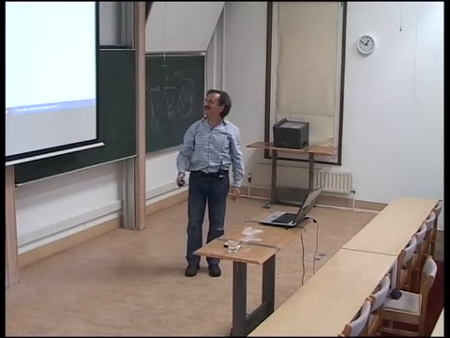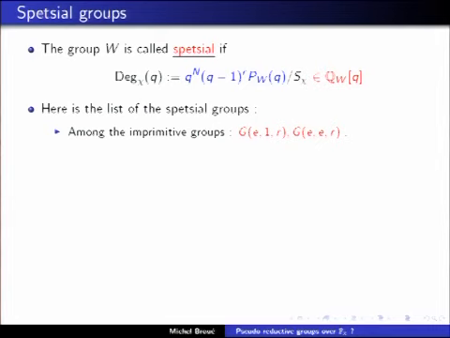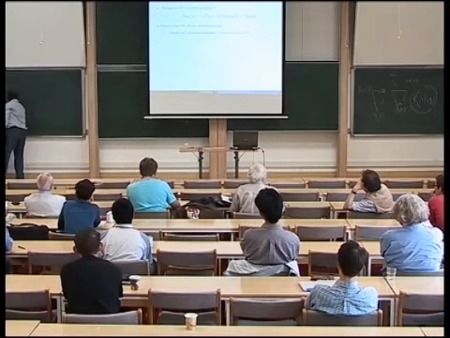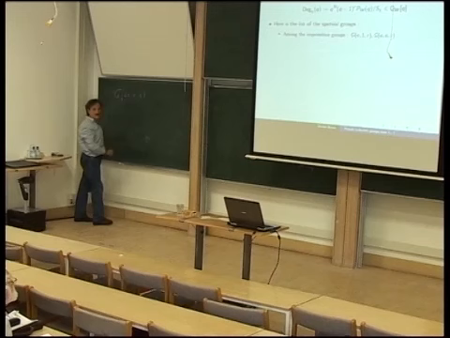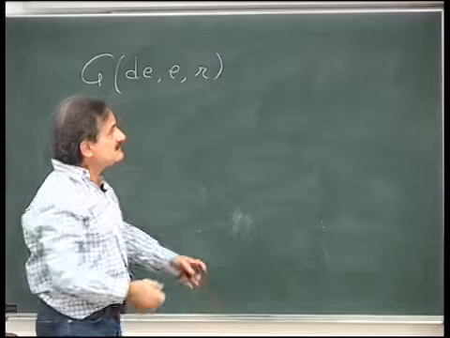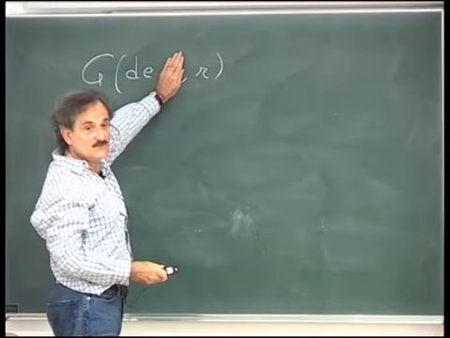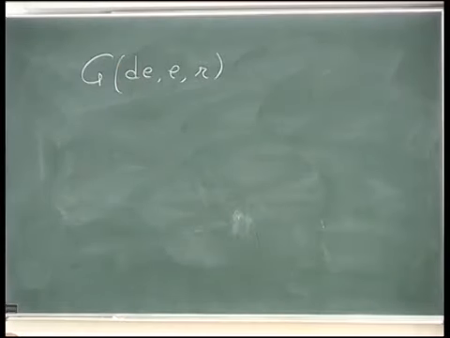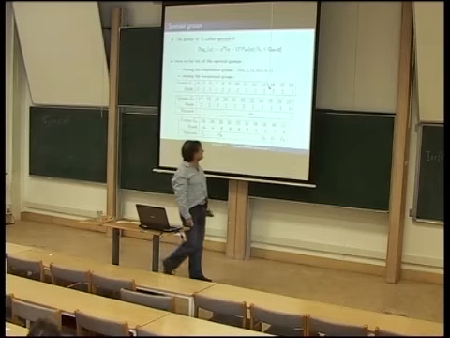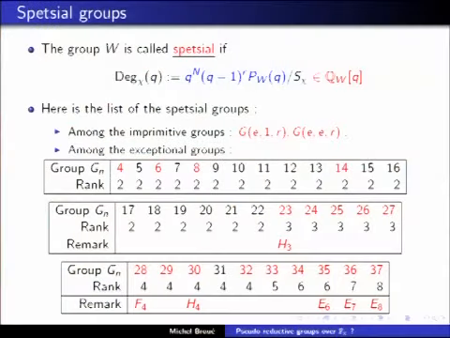No, wait a minute. Among the imprimitive ones, for the infinite series, according to Shephard-Todd notation, it is of the shape G(d, e, r), r being the rank. So it's an infinite series. So I just keep the ones for which e is 1 or d is 1, and only those are the spetsial ones. And among the exceptional ones, that's terrible because they are in red.